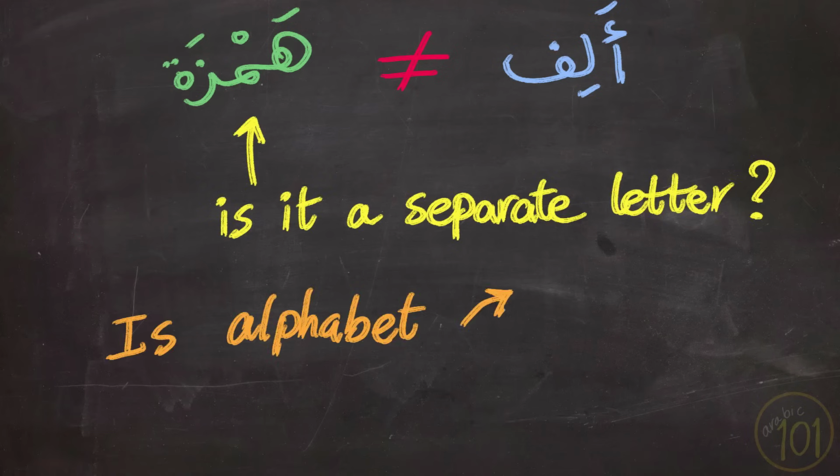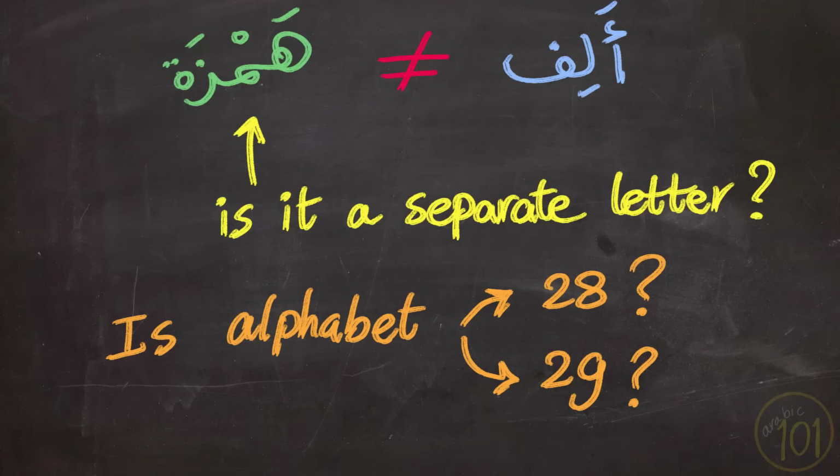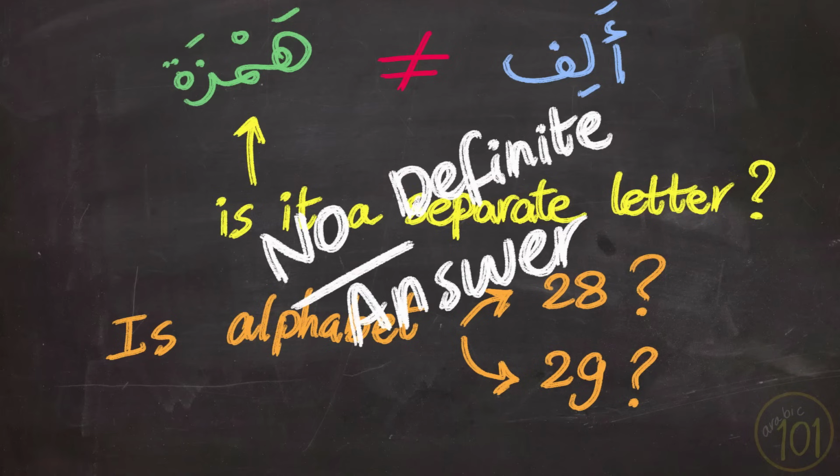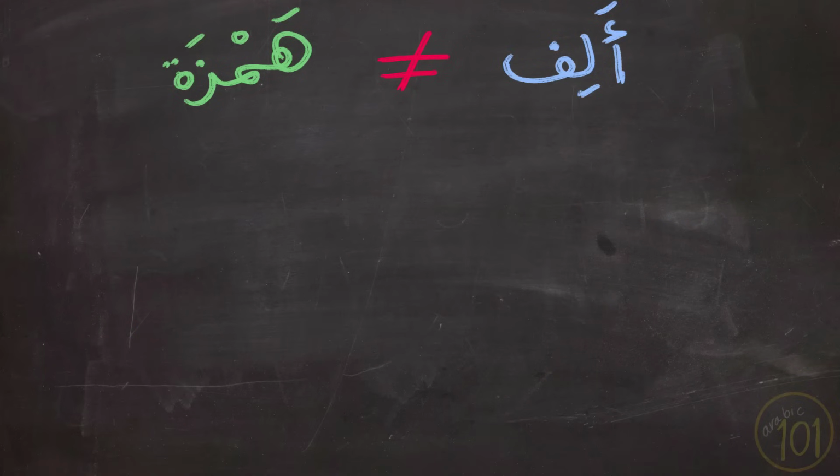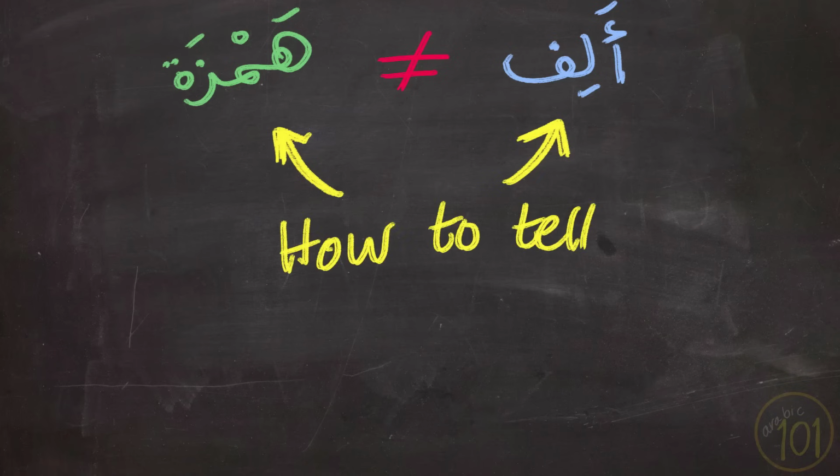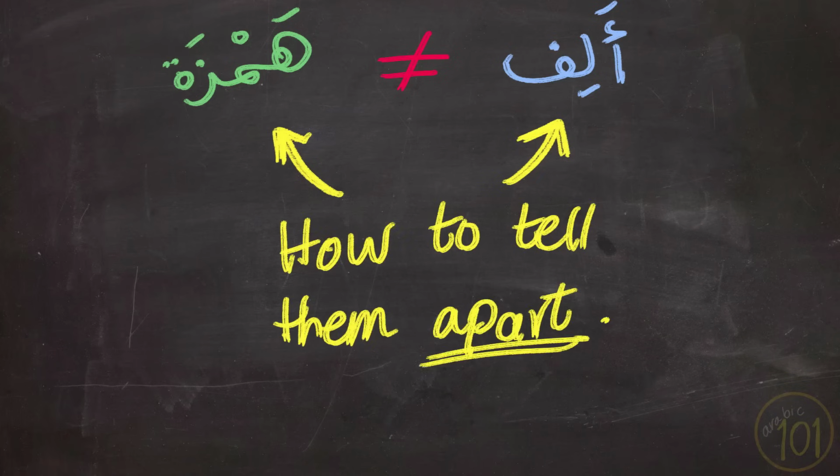And finally, if you're still wondering whether Hamza is a separate alphabet letter, and whether the Arabic alphabet is 28 or 29 letters, let me tell you this. The answer to this question is still controversial to date, even among the greatest Arabic grammarians. And to be honest, knowing the definite answer to this question should not affect knowing the difference between Alif and Hamza and applying this knowledge on your Quran recitation.